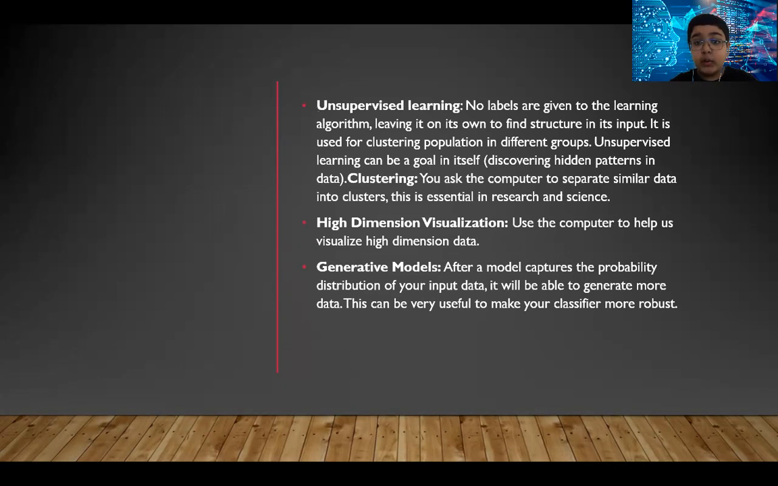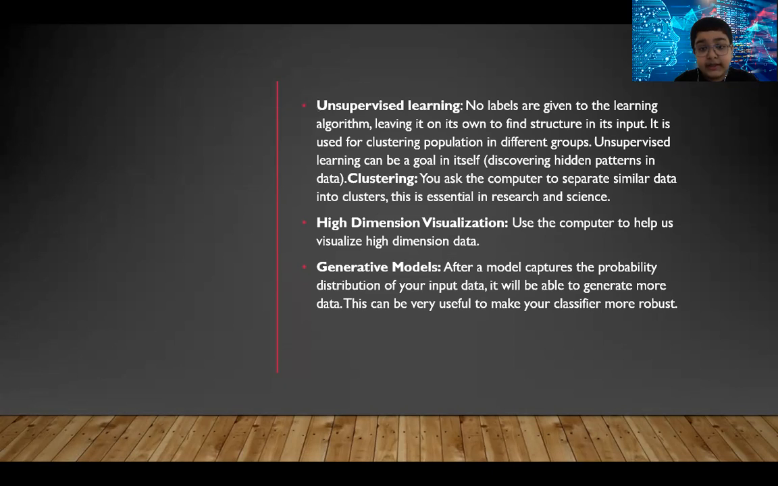Unsupervised learning. No labels are given to the learning algorithm, leaving it on its own to find structure in its input. It is used for clustering population in different groups. Unsupervised learning can be a goal itself, discovering hidden patterns in data. Clustering: you ask the computer to separate similar data into clusters. This is essential in research and science.